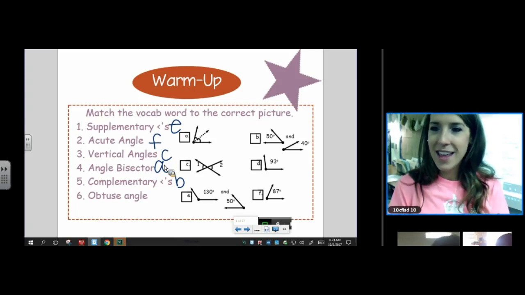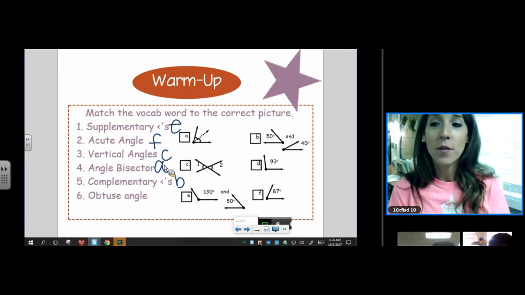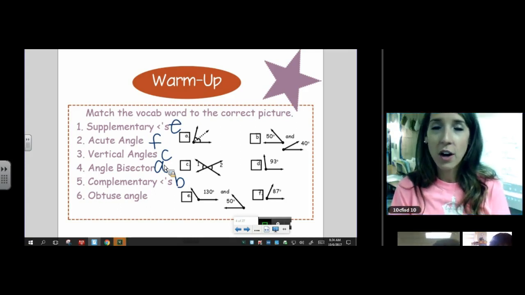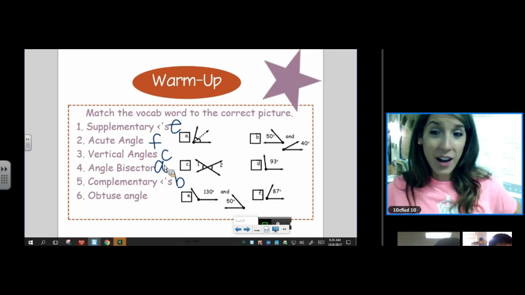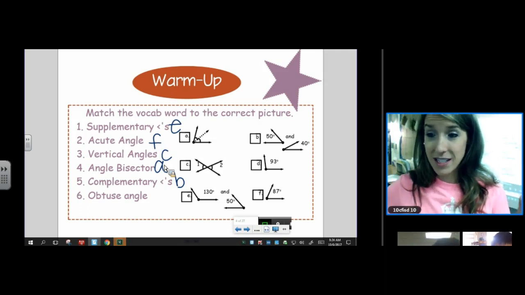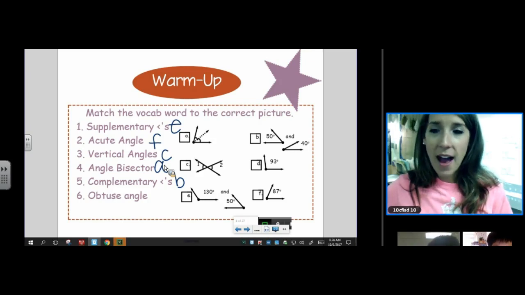Okay, so welcome to the angles unit. We got our vocab sheet last night, and a lot of these words were hopefully familiar to you. You've heard supplementary, complementary, acute, obtuse, right? You've heard most of those. You've heard bisector in Unit 1, and that was on your test, the word bisector, right? Bisect means cut in half, divide into two congruent parts.